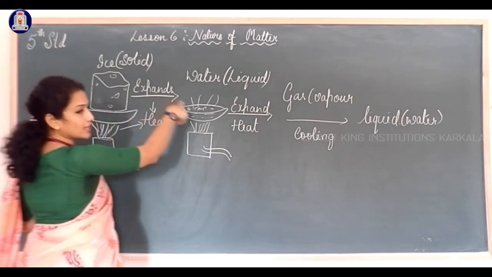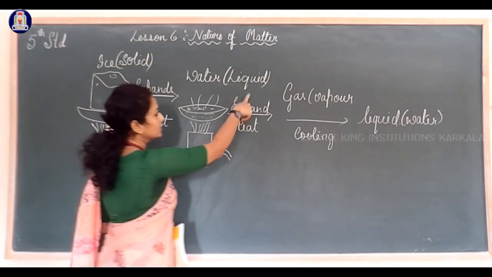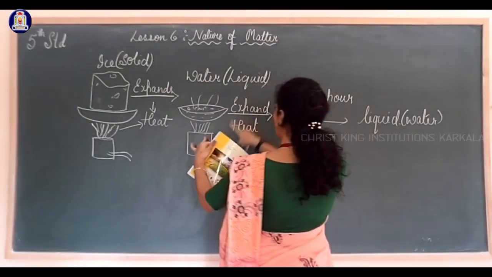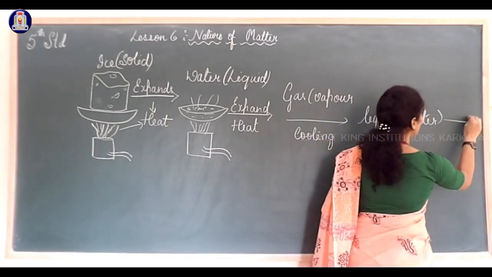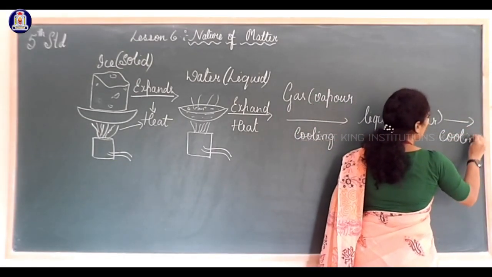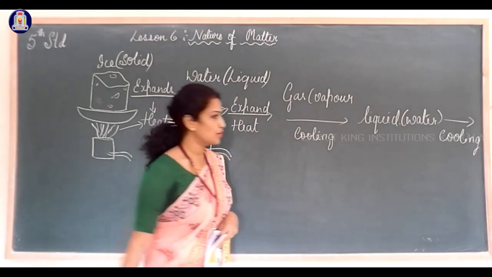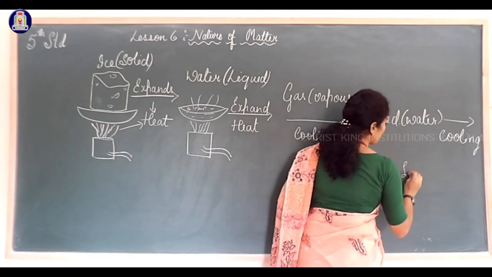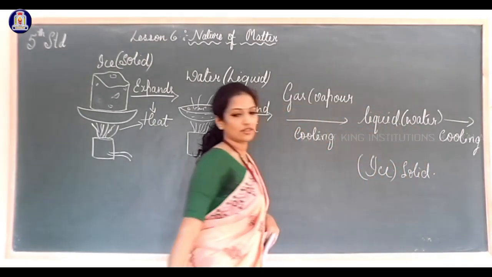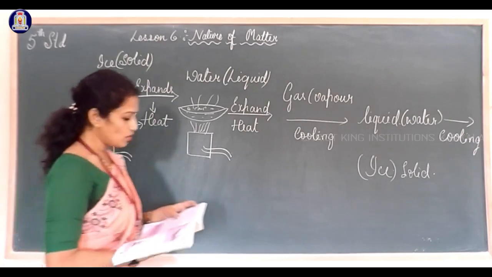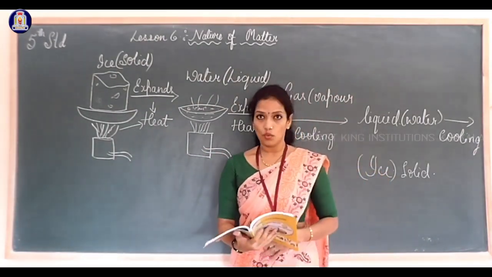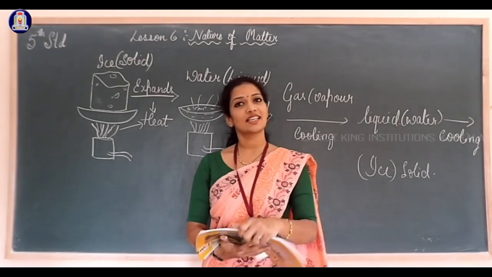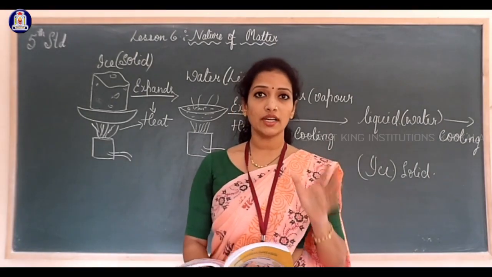Ice on heating it turns to water. Water on heating it turns to vapor. Vapor on cooling, the reverse process. Vapor on cooling becomes liquid, and liquid again on cooling, what happens? You know it. It turns to solid again, that is ice, isn't it? This is a reverse process. Vapor on cooling becomes water, and water on cooling becomes solid, that is ice. Did you get the point of change of matter?